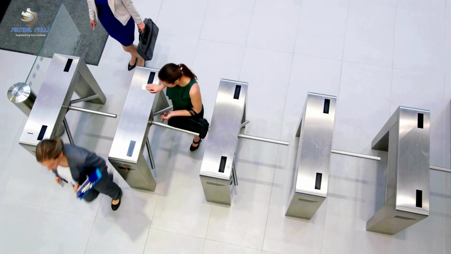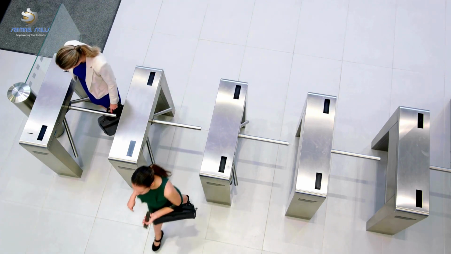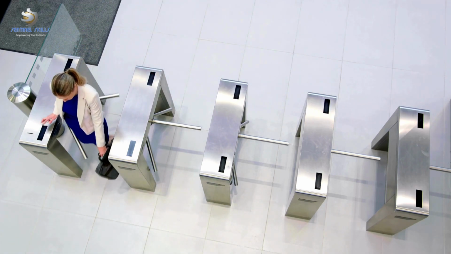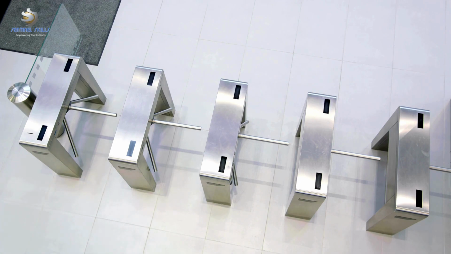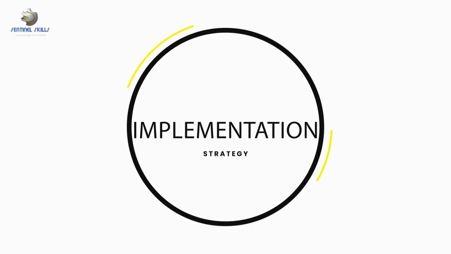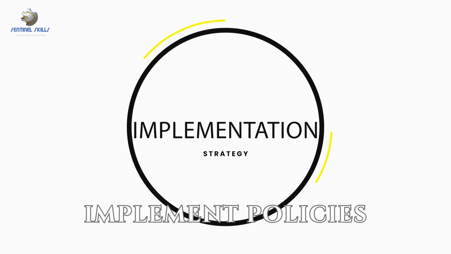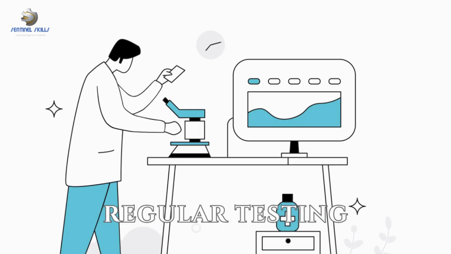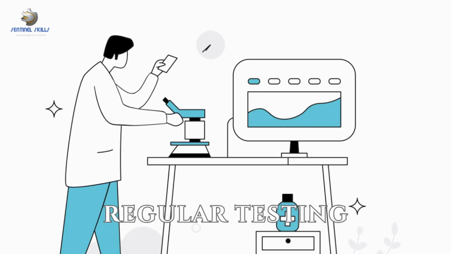Remember to adhere to the principle of least privilege. This means granting only the minimum access necessary for each individual or role to perform their duties. Next, you will need to implement your access control policies. This involves programming your systems to enforce your policy's rules, such as who can access which areas at what times. Regular testing is crucial to ensure your systems are operating as intended.